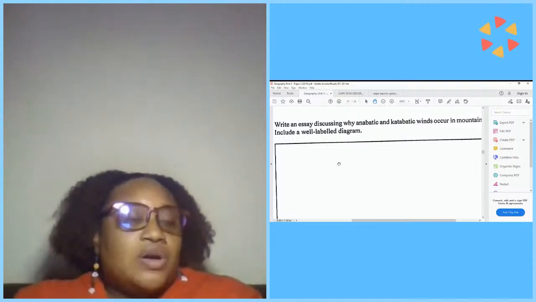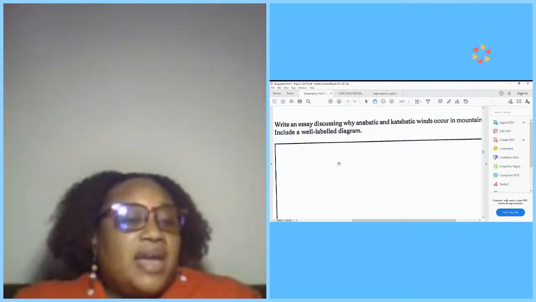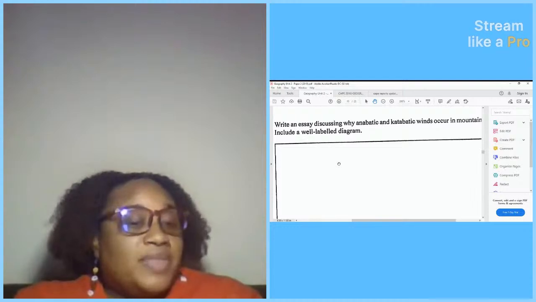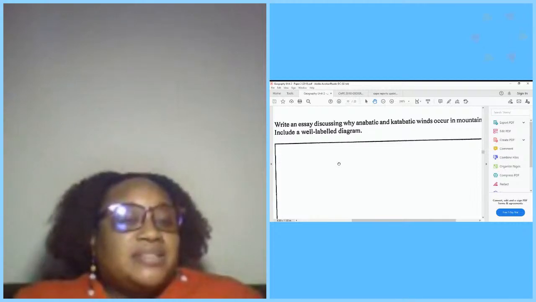Anabatic, day winds, what you have is updrafts of the warming of the air. Because you have sunny, hot conditions that warm the atmosphere, that causes the winds to blow up the valley sides, and that is what we refer to as anabatic winds. The opposite takes place at night.